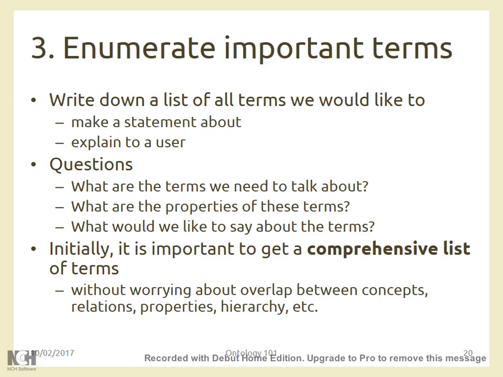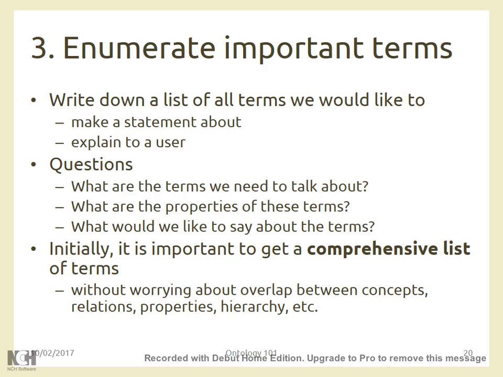Third step, enumerate important terms. We have a domain, we have a perspective, we have some questions. Now we have to write down a list of all the terms that we would like to make a statement about or explain to a user. So we try to answer these questions: What are the terms we need to talk about in our ontology? What are the properties of those terms? What would we like to say about these terms?